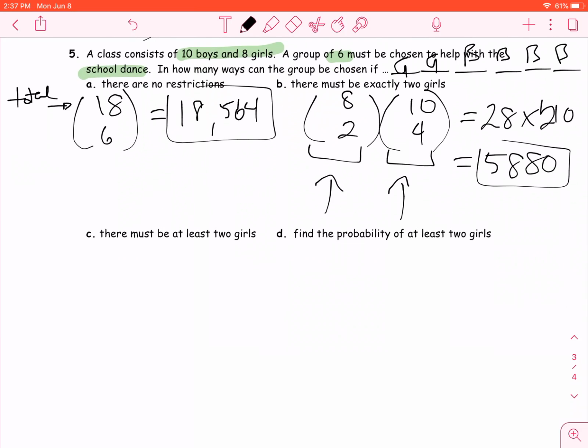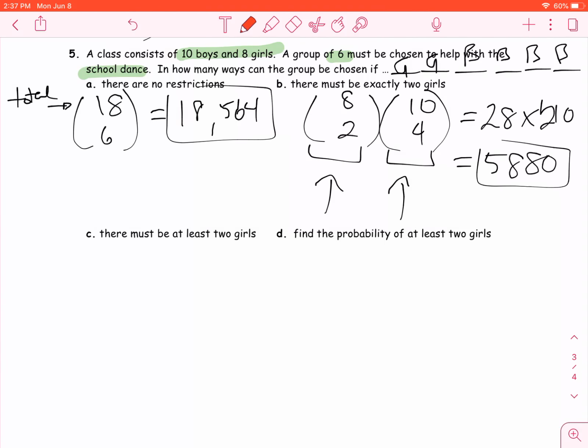All right. There must be at least 2 girls. Okay, so this one's going to be interesting. We can do this a couple ways. We can first consider what the membership would be like if we considered 2 girls. What would it look like if we considered 3 girls as a combination, 4 girls as a combination, 5, and then 6 girls. So I'll do it that way first.